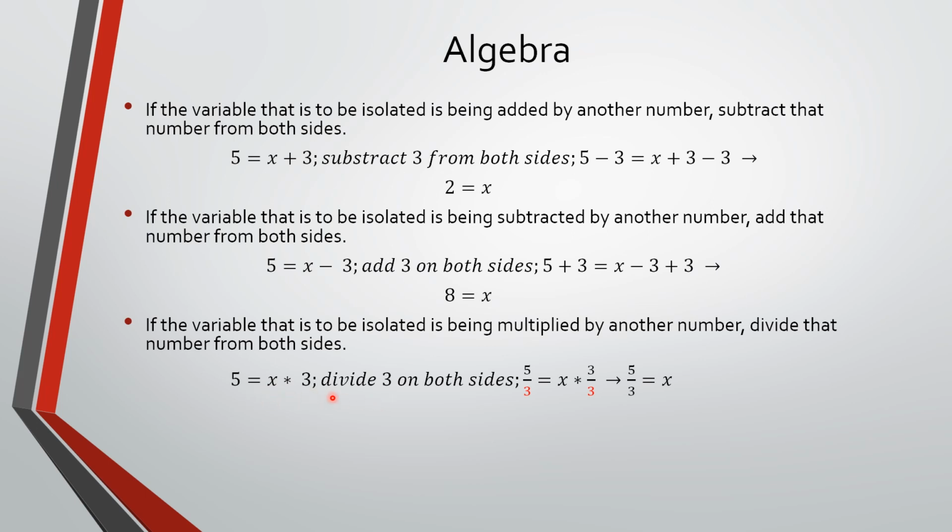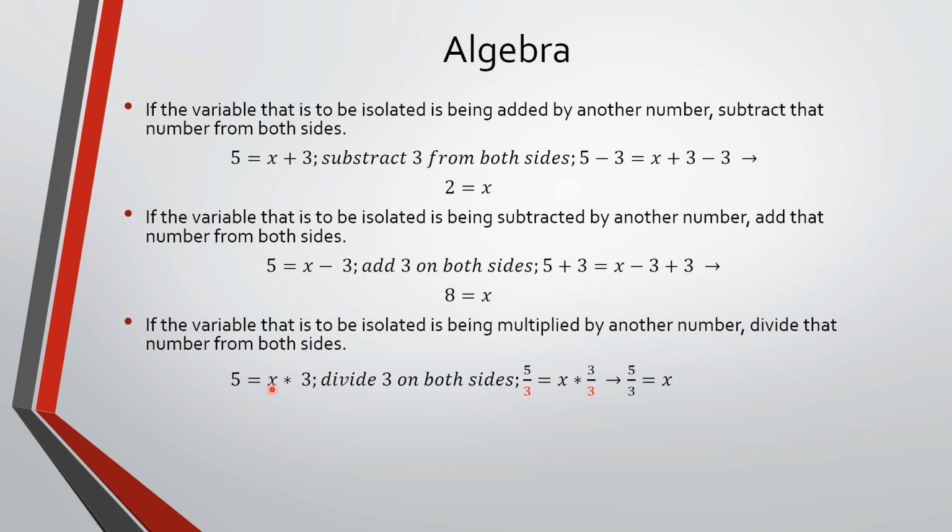So we need to divide by 3, okay? So we see here we have the 5, we're dividing by 3, equals x, okay? And we need to divide these 3s out, okay? This becomes 1, as we learned before. And anything multiplied by 1 is just itself, so we get the x by itself. So now we have 5/3 equals x, okay?